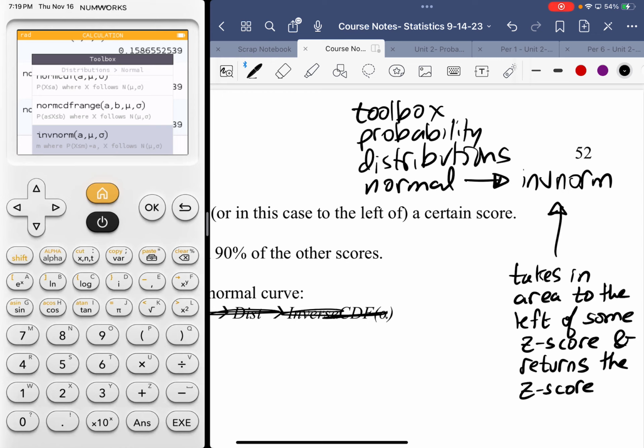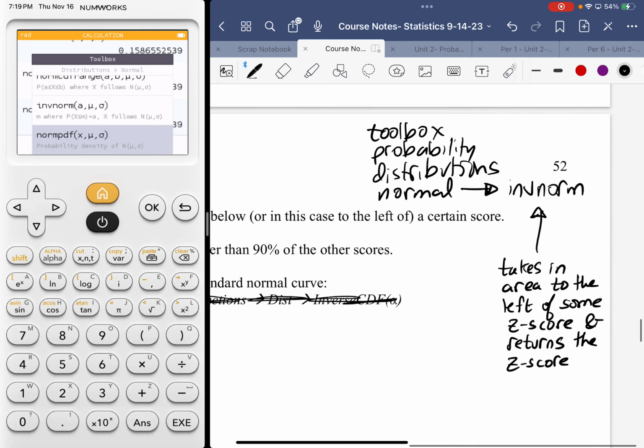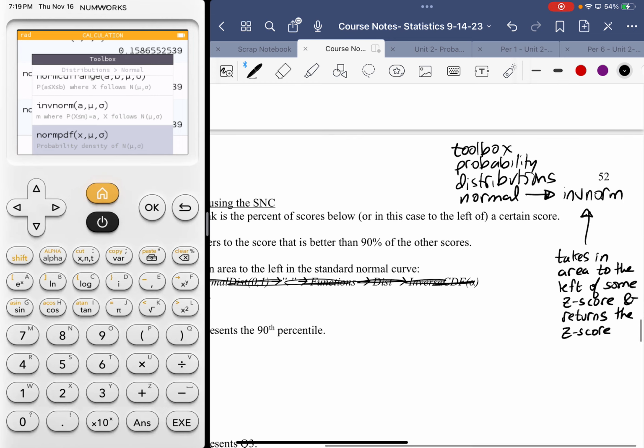So you see that there is an inverse norm, an inv norm, but there is no inv norm range. So we're limited to just this one function. Then you have the norm PDF. That's a conversation for a different day, but all that does is give you the point on the curve corresponding with a particular z-score. There's room for discussion on that. It just doesn't really tie in nicely with what we're doing today, or this evening.